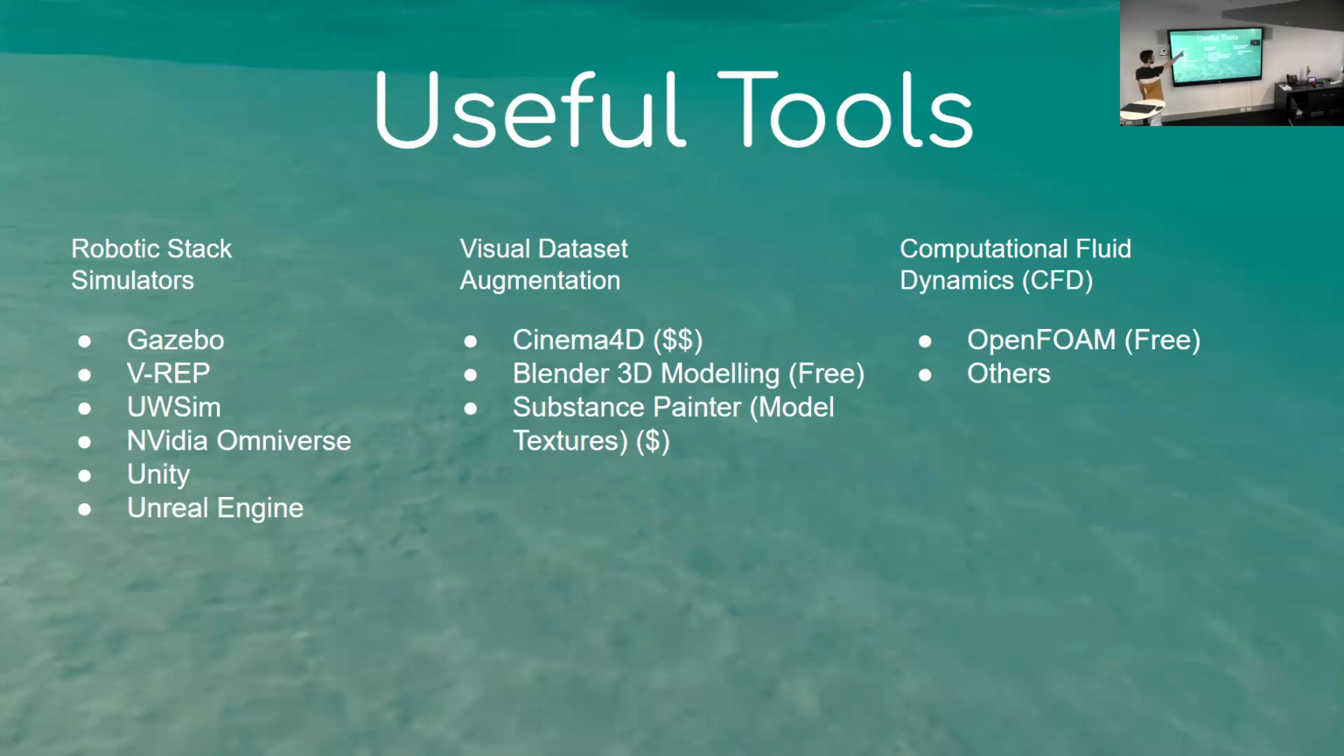So we kind of sit on the left-hand side here, where we're doing like a full integration test of the software before we actually deploy the vehicle. We're not doing anything like visual data set augmentation, like trying to build extra images for your deep learning models. And we're not trying to do computational fluid dynamics, as cool as that is. But if you are interested in those kind of things, there's some interesting tools that may be of use. We're going to talk about left-hand side and some of the tools.